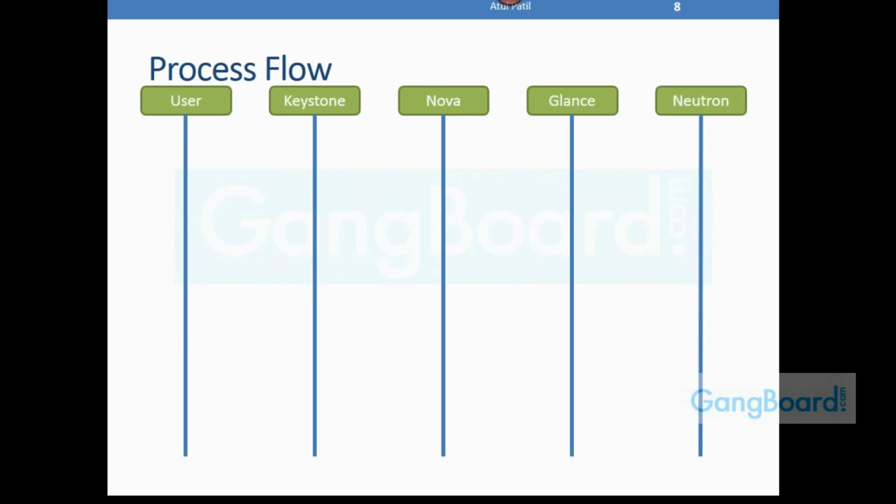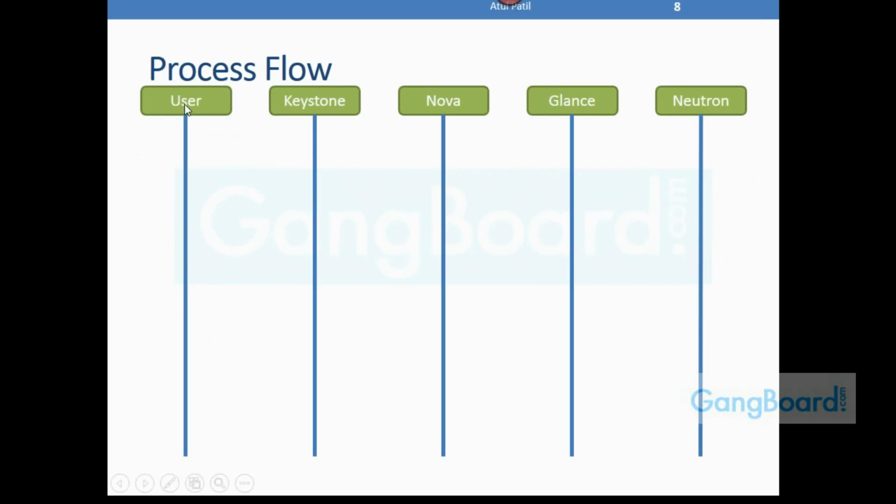I show here the process flow. So you can see here is my user. Second one is Keystone. Third one is Nova, Glance, and Neutron. These are the mandatory components. Storage and everything will be later. User means here is my graphical access.